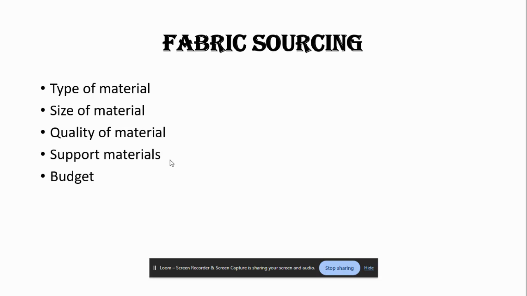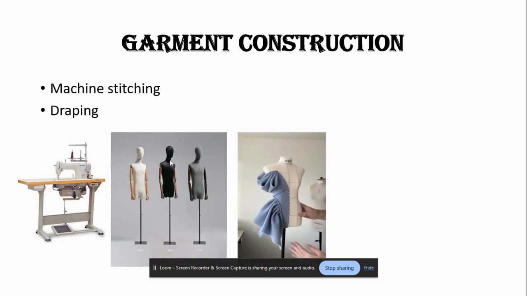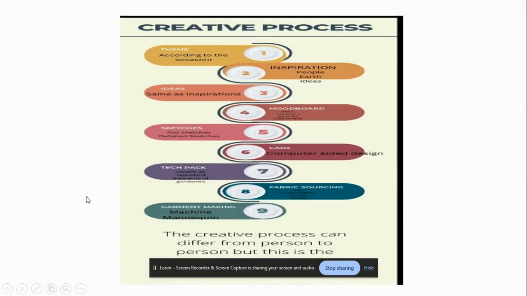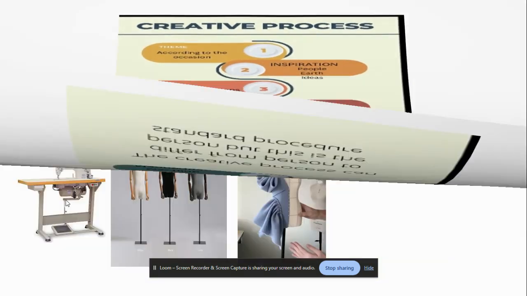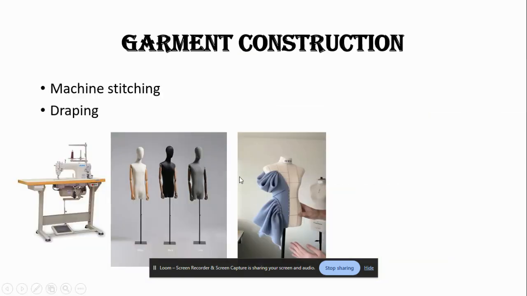And then the next stage is you can make a trial garment, or if you're confident with your work, you can move to the next stage, which is garment construction. Garment construction can be made through machine stitching or draping. These are machines, and these are drapers. These are draping mannequins. So we have different forms of draping mannequins for kids, for women, for men, for expectant moms, and all of that.